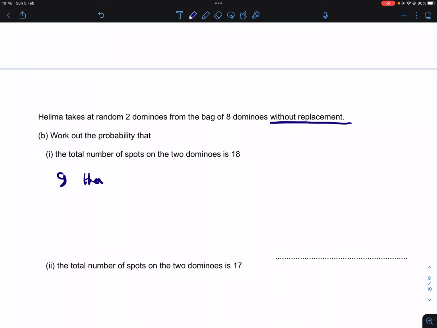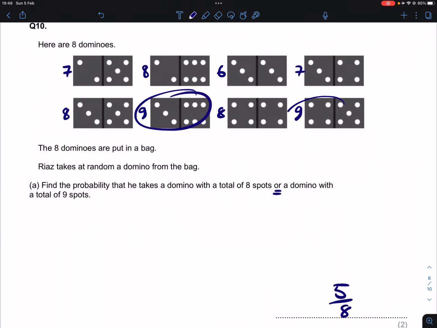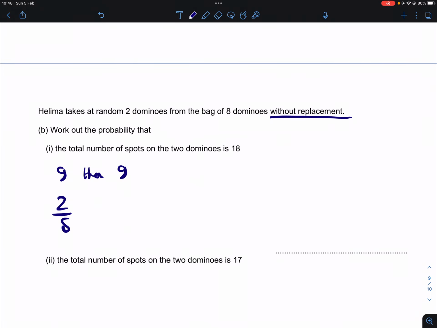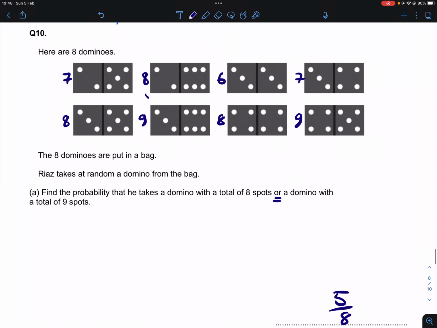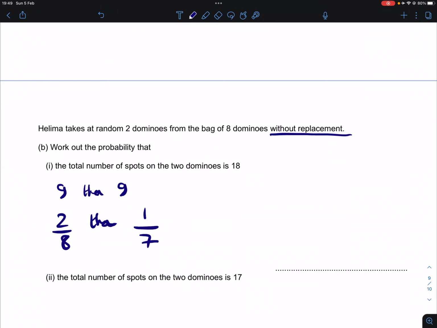So probability of getting a 9 first is we have 2 dominoes out of the 8. So the first probability will be 2 out of 8. Then, given that we are not replacing it, we're only going to have 7 dominoes left. And because one of these 9s is gone, there's only going to be 1 9 remaining. So our second fraction is going to be 1 over 7.